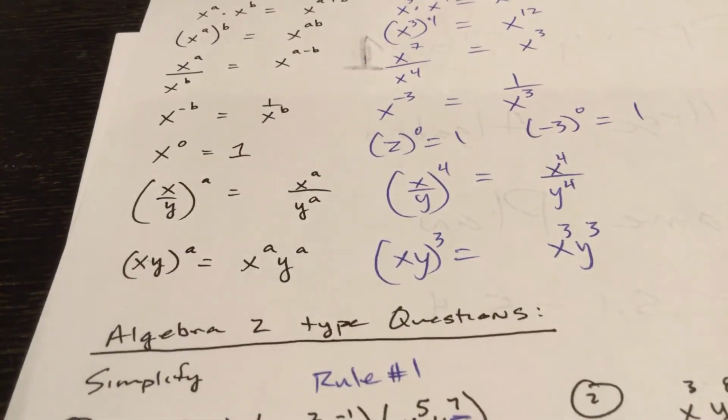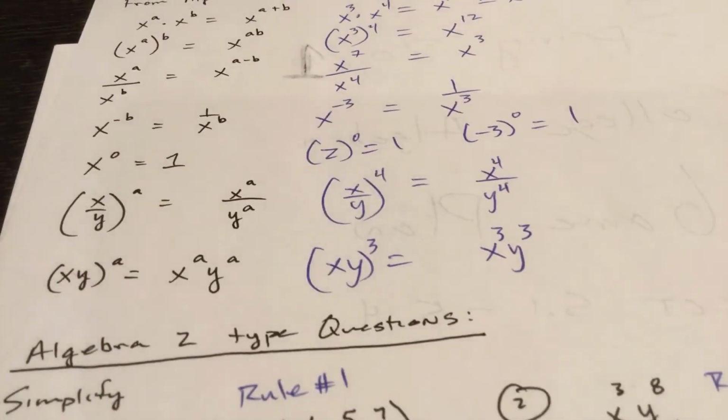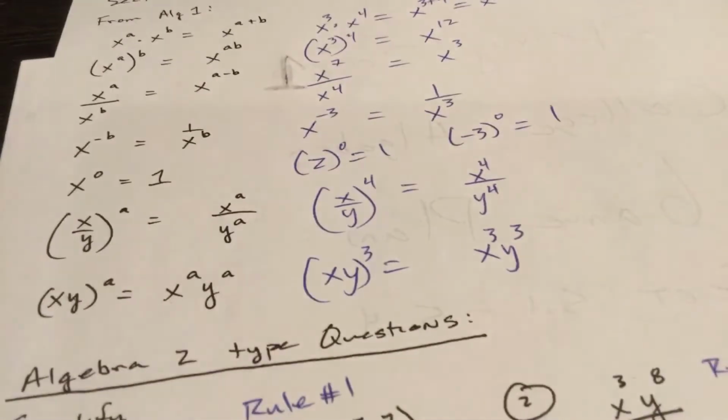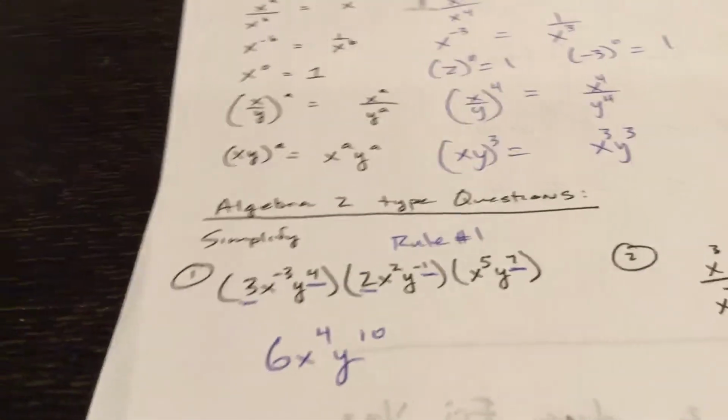Here, if I have x over y, everything to the fourth, then I raise both the numerator and denominator to the fourth. Here, if I have x times y, all being raised to the third, I raise everything to the third power. Here are examples.